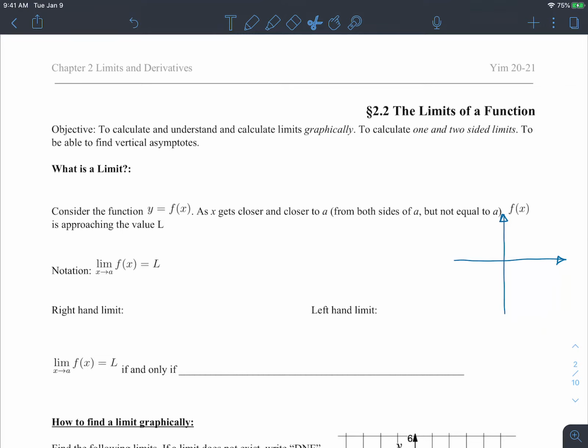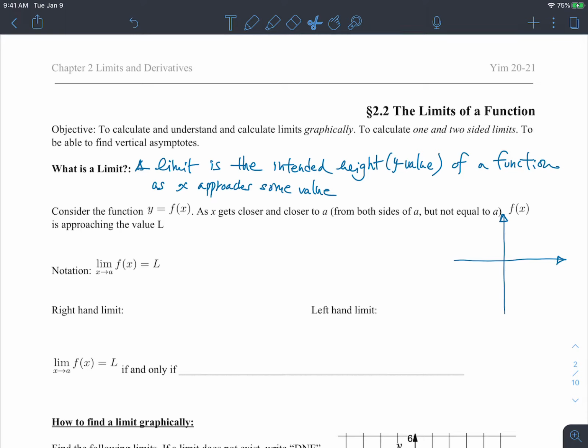Lesson 2.2, the limits of a function. Our objective is to understand and calculate limits graphically, and to do so from one side versus two-sided limits. And we should be able to find vertical asymptotes. So first, what is a limit?